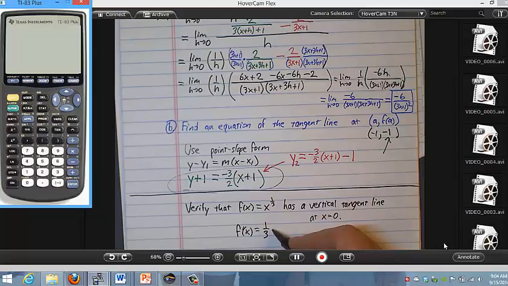We really haven't proven that that's the derivative. We've done it for integers and we did it for the square root. It turns out it is the answer to the derivative. Okay? So now, do we believe that that has a vertical tangent line at x equals 0, and why does it?